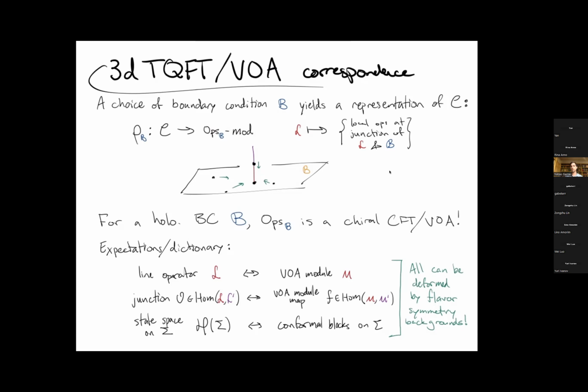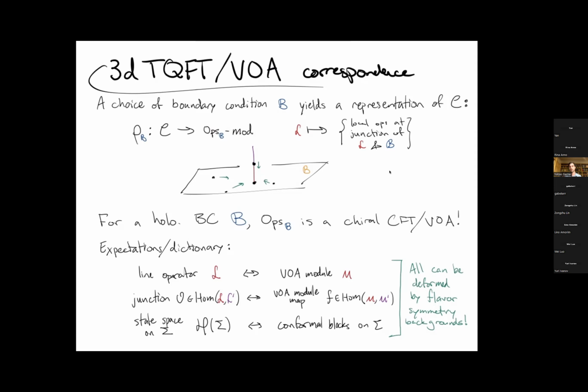In some sense you can think of it as being defined by this representation of my category of line operators. I'm reticent to say that it is exactly in this Atiyah framework you mentioned, because my boundary condition B doesn't need to be topological. In fact, we don't want it to be topological if we want to connect to vertex operator algebras. And so B isn't an object in a two category or anything like that. B is, you can think of it as being sort of defined by this representation.